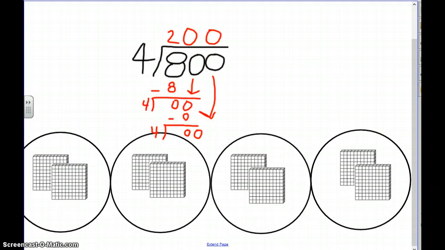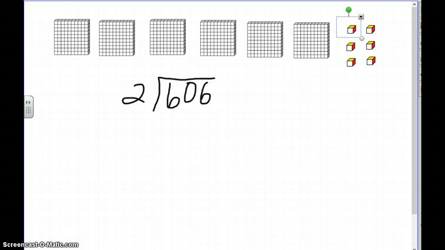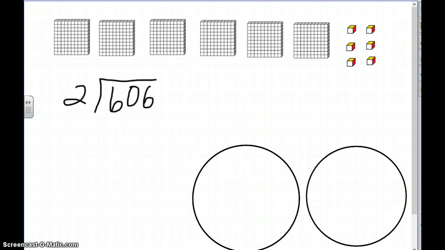Okay, let's go ahead and look at another example. This example is 606 divided by 2. Okay, so we're going to go ahead and solve. So just like we normally would, we first start with the hundreds. We have 6 hundreds, okay, 600 and 6 ones. And we're dividing it into 2 equal groups, okay? So we're going to look at these hundreds, and we're going to ask ourselves, what's 6 divided by 2? Well, I know that the answer is 3. So I put my 3 in the quotient, and I'm going to move 3 hundreds into each group.